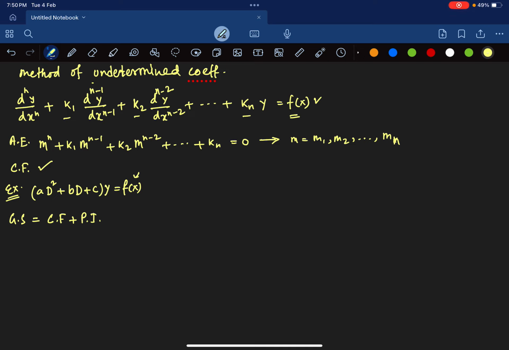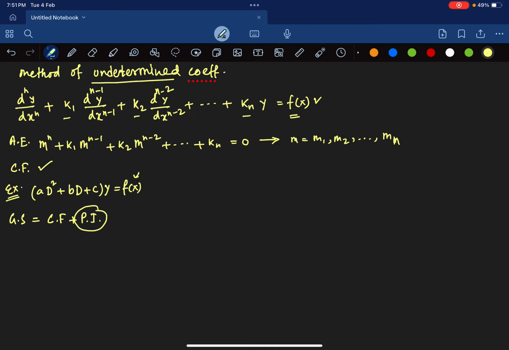By applying this method of undetermined coefficients we are going to find this particular integral. So how to find it? For that we have a methodology. Let me explain the method, and once we solve the question, the method will become clearer to you. The method of undetermined coefficients requires lots of practice for different types of questions.